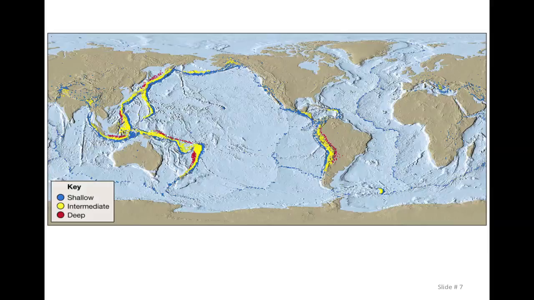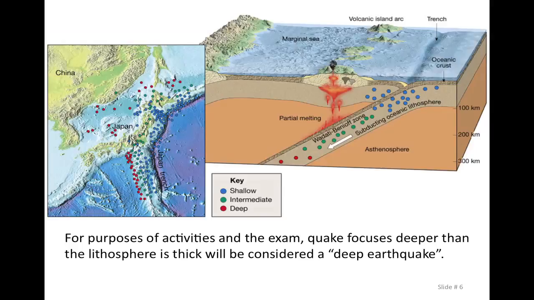Okay, so let's go ahead now and go back to the original cross-sectional view. So I just wanted to come back to this so you could remember what those colors actually meant. The deep earthquakes would plot there, the green there, and the blue right along the trench, and that's what you're seeing right there.